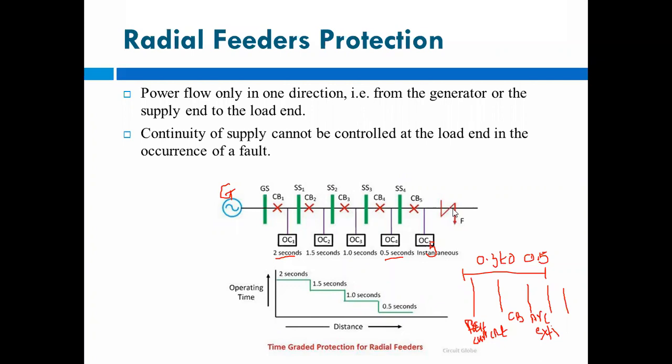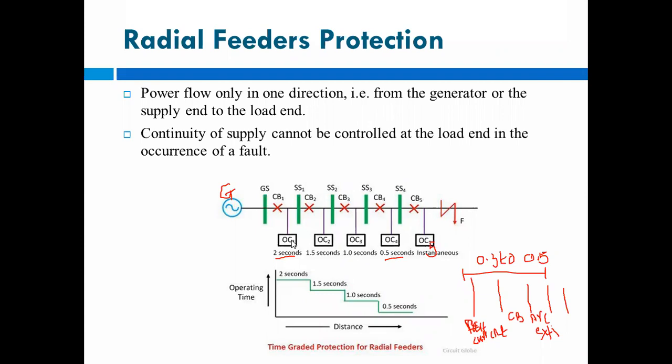Suppose this fault is occurring at the load side, which means the distance from the generating station is more. Then for this fault, first your instantaneous relay will operate. If this relay fails to operate, then your OC4 will operate.